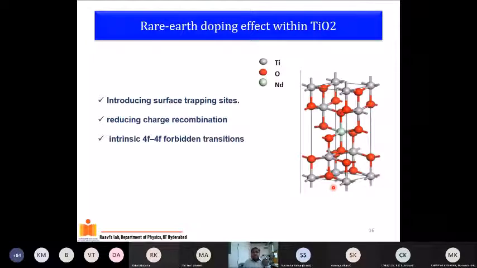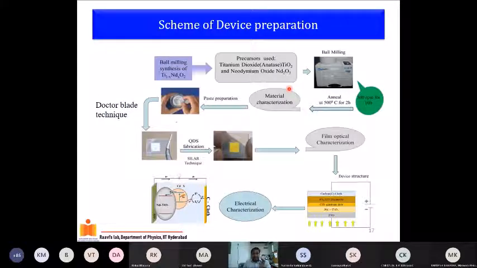First thing is, upon rare earth doping with titania, you introduce surface trapping states. It is similar to what you do when you dope silicon. You dope with Nd. Nd has its own ionic state, which is different to titanium, and that would lead to some changes, which we see in the next slides. So the important point here is that it introduces surface trapping states, reducing charge recombination, and has its own intrinsic 4f orbital transitions, which allow further absorption. This is the main idea of what could happen when you dope titanium with Nd.